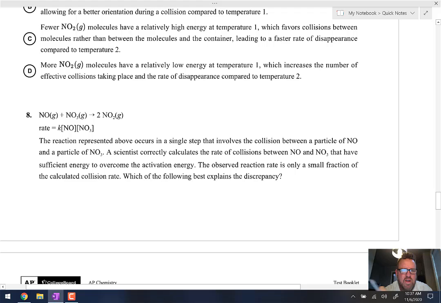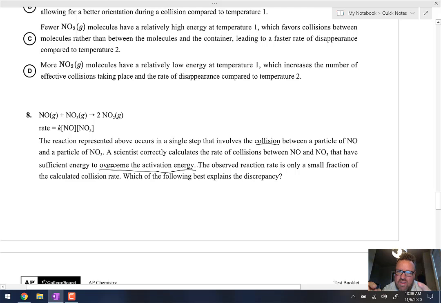The reaction represented above occurs in a single step and involves the NO and NO3. So kind of like that earlier one with NO and NO3 about the orientation one. A scientist correctly calculates the rate of collisions between NO and NO3 that have sufficient energy to overcome the activation energy. So basically they're saying forget about activation energy. But then they're saying the observed rate is actually only a small fraction of the calculated collision rate. So it's saying the rate is actually a lot lower than what this scientist has calculated it to be. Why might that happen? So again, they're colliding with enough energy to overcome the activation energy.